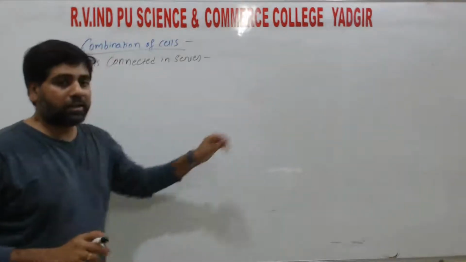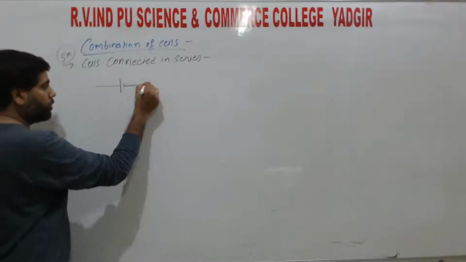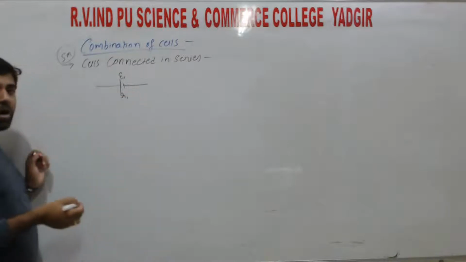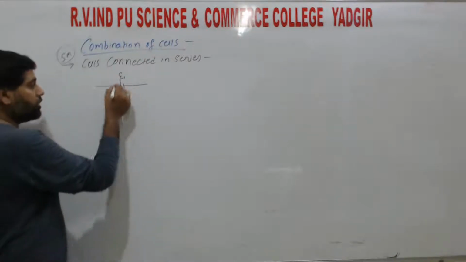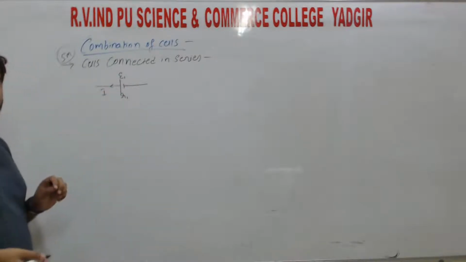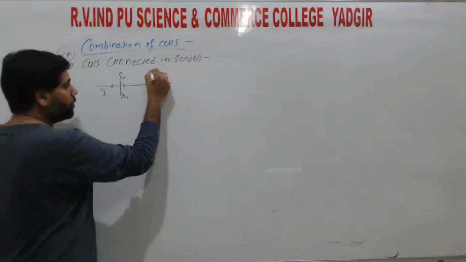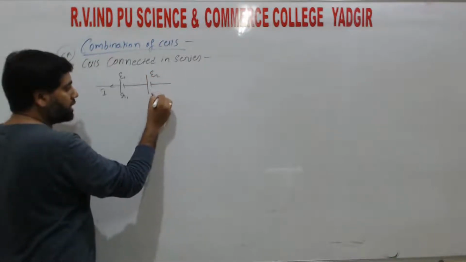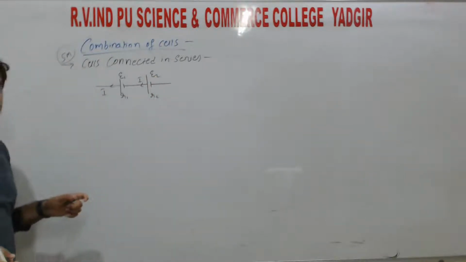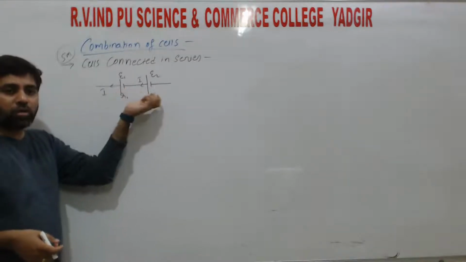as that of the resistance. Considering two cells of EMF E1 and internal resistance r1, the current flowing in the cell is taken as I. Consider one more cell of EMF E2 and internal resistance r2, and the current flowing in that circuit is also I, because these two are connected in series.